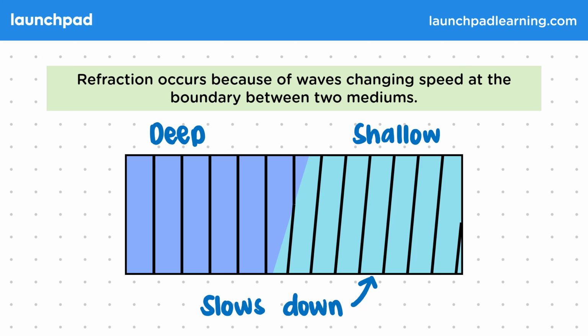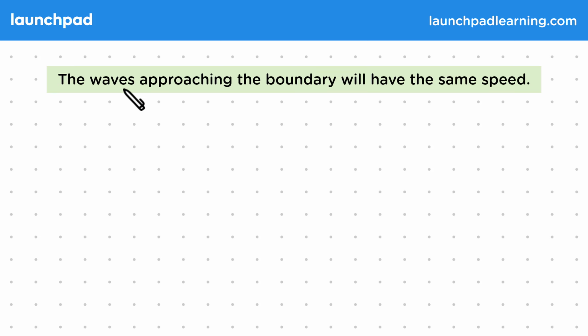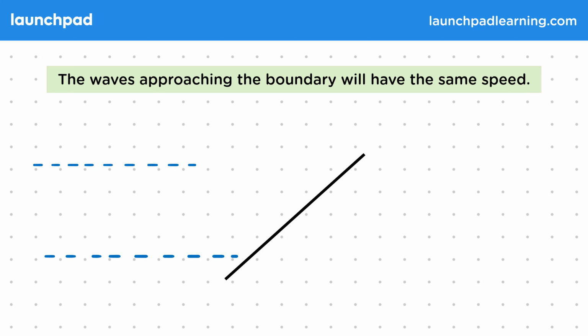But why has this caused the wave to change direction? Well, let's break down what's happening here bit by bit. Well, first, the waves approaching the boundary will have the same speed. Let's suppose this black line represents some sort of boundary, and these dotted lines represent the path of a wave.